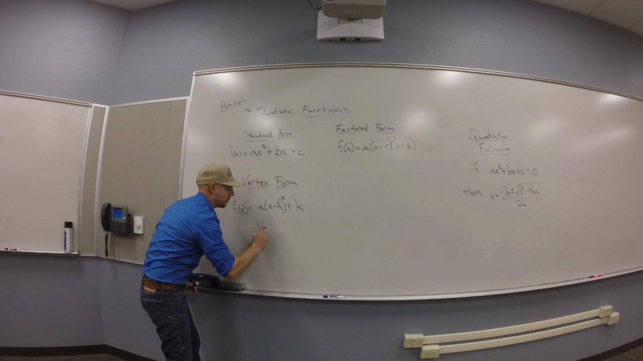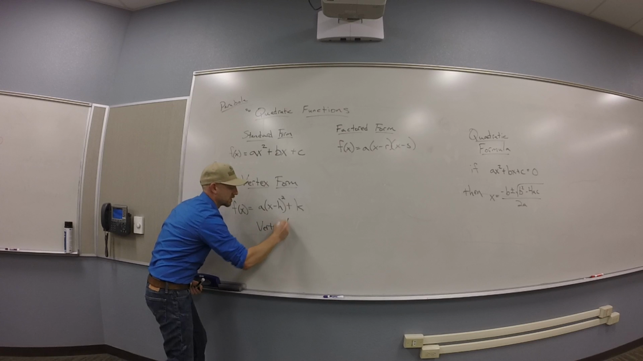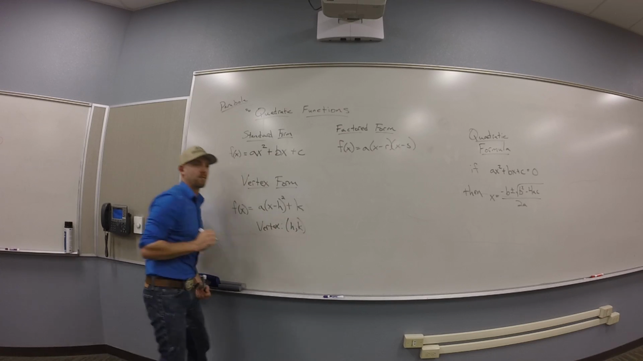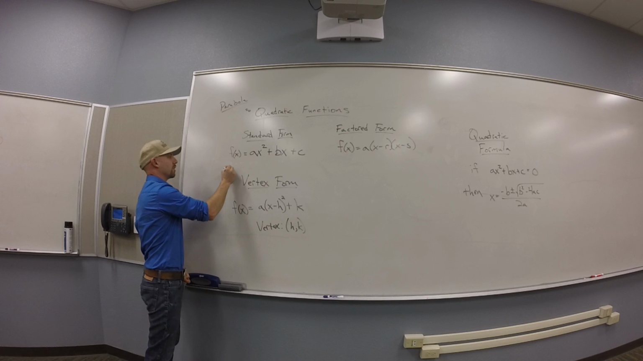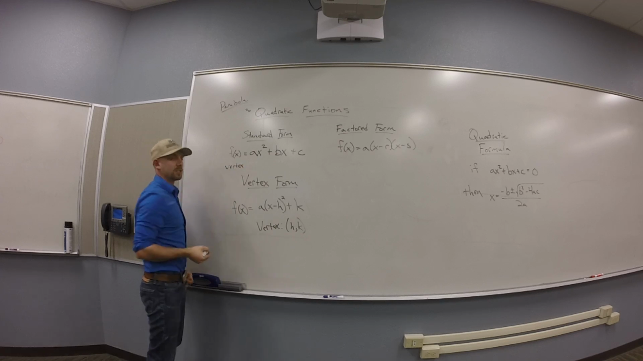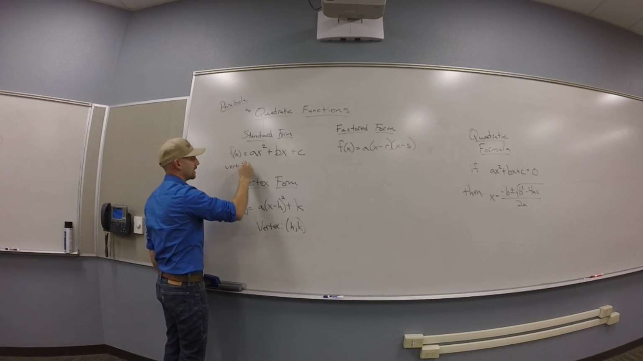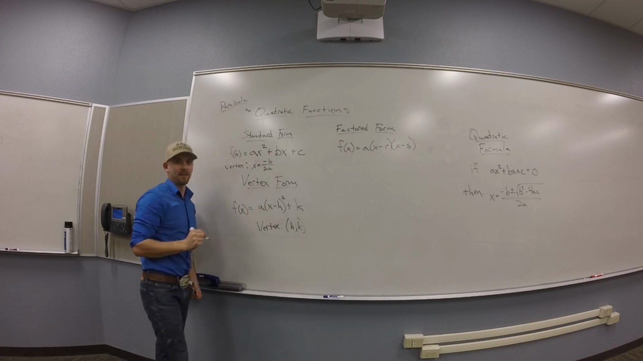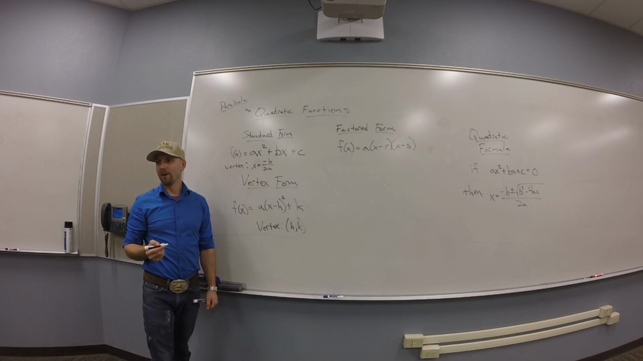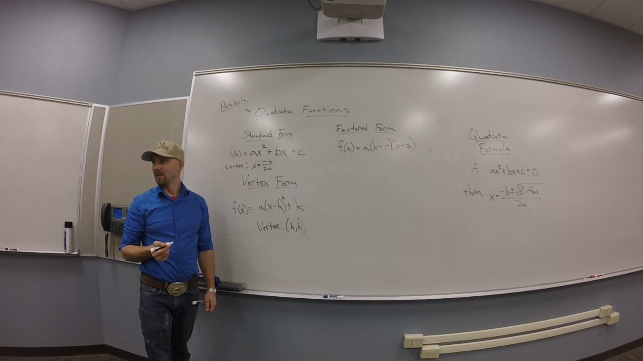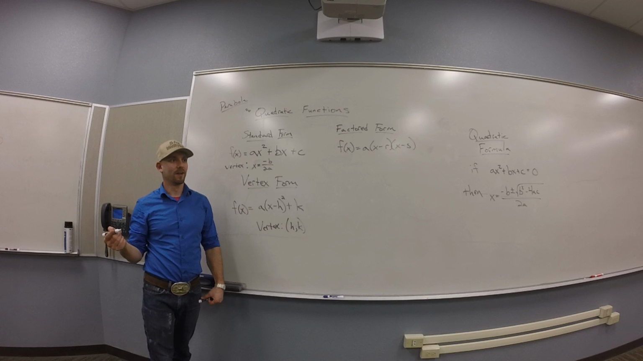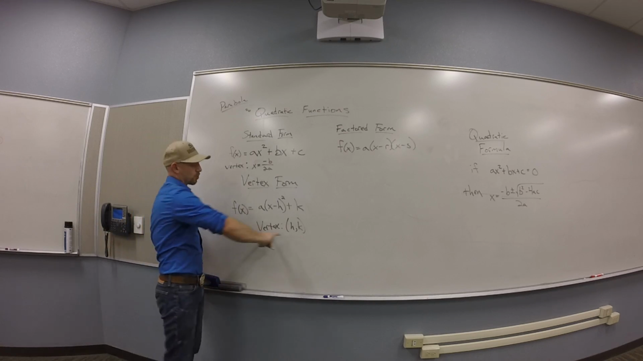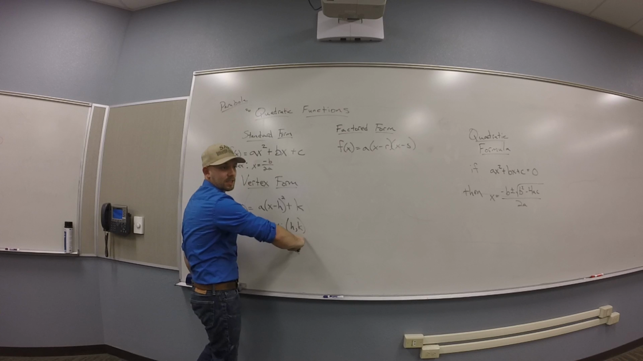Okay, so I'm going to add this piece of information. This one's vertex is at h comma k. The standard form vertex is at x equals negative b over 2a. What do I mean by that? Not the over 2a, but the vertex is over. So this one, a vertex is two points. It's an x and a y, yeah?